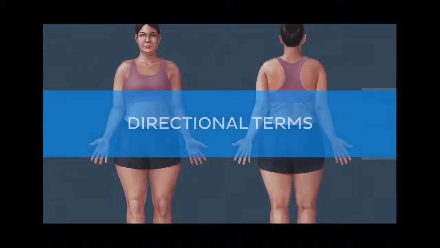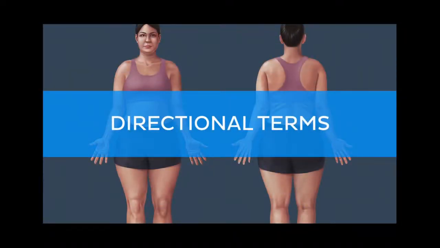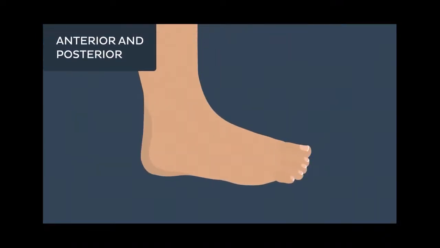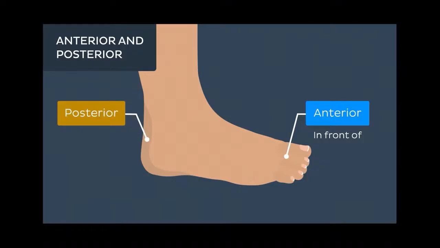Let's get straight to the directional terms that help us in describing the location of body parts or structures. The first pair of terms that you need to know is anterior and posterior. Anterior indicates that the body part in question is in front of, or in front. Posterior indicates that it is behind. For example, your toes are anterior to your heels, and your heel is posterior to your toes.